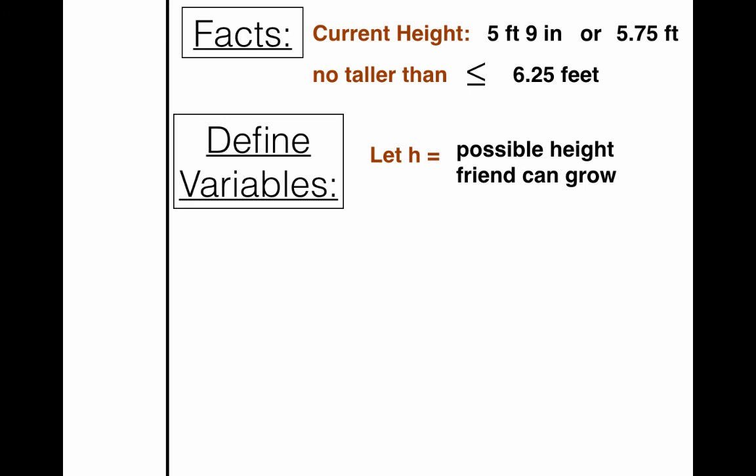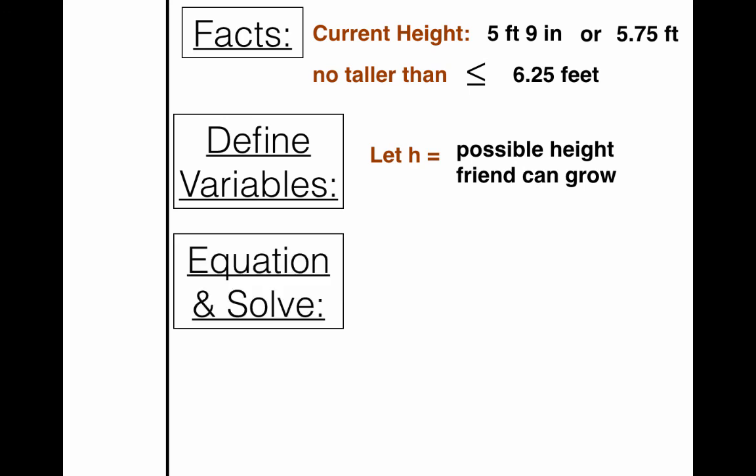Okay, so we've got our facts, we've got our variable. Now we're going to write the inequality. So here it is. Your friend is 5.75 feet plus however much he grows. It has to be less than or equal to 6.25 if he wants to become an astronaut. So 5.75 plus h, the mystery growth that we don't know, has to be less than or equal to 6.25. Oh, sweet. Put a line down the middle. We can solve this thing.